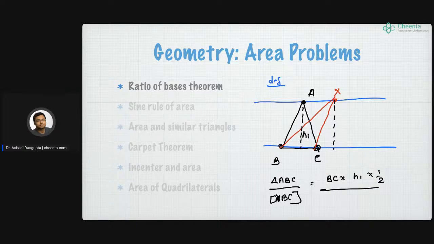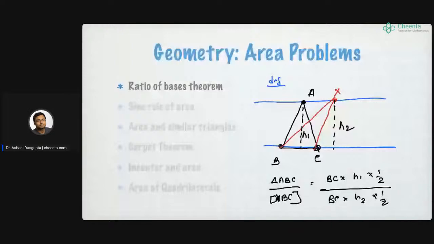And then divided by BC times height 2 times half. Height 2 is this one. But since they are parallel lines, height 1 and height 2 will be equal. So we have a very beautiful result that both of these are equal in area. So if these two triangles have vertices and bases between the same parallels, then the triangles will have equal area.